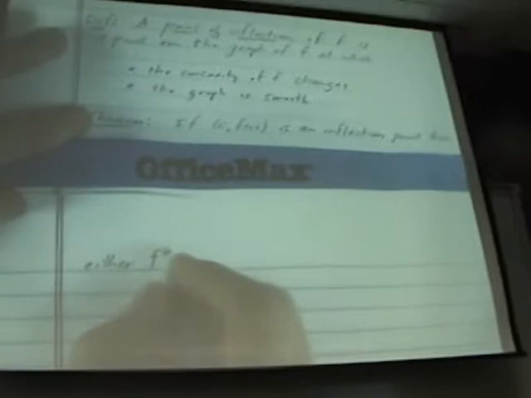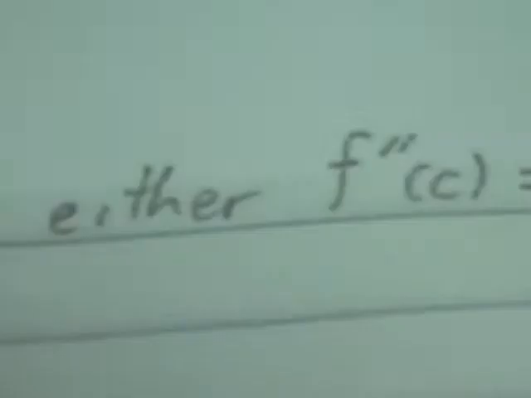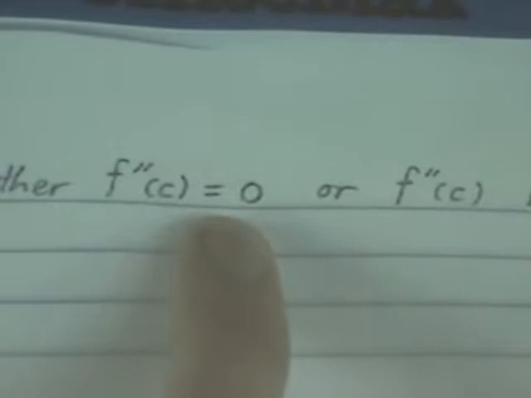So if you are an inflection point, then when we take the second derivative at your x-coordinate, we either get zero, or here's another possibility, take a guess. Doesn't exist. I sometimes call these secondary critical points, but whatever, it doesn't matter. What this theorem tells me is that if I'm searching for inflection points, I start by taking the second derivative, determining where it's zero, and determining where it's undefined.